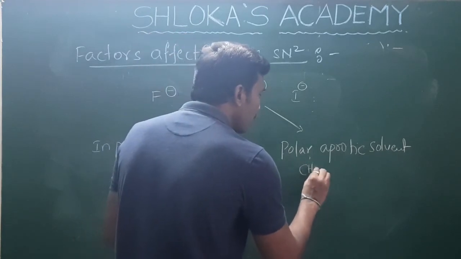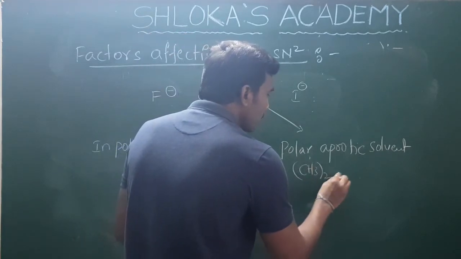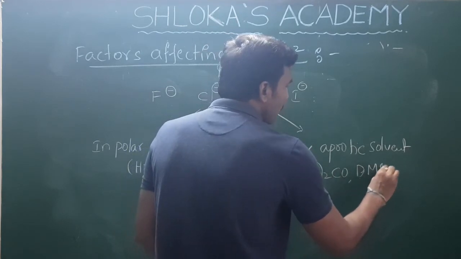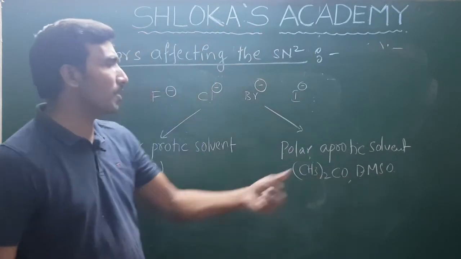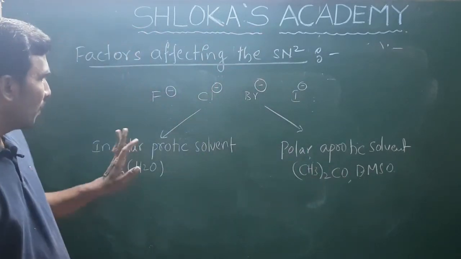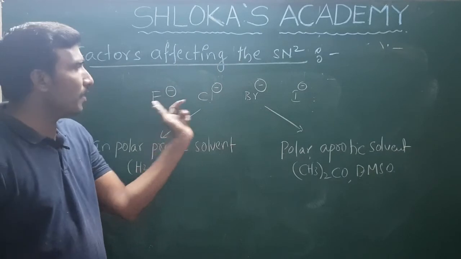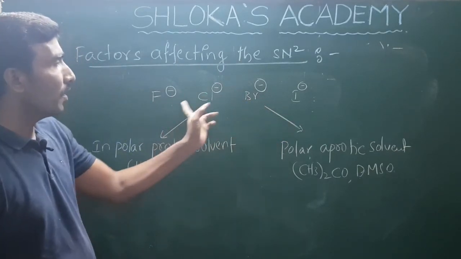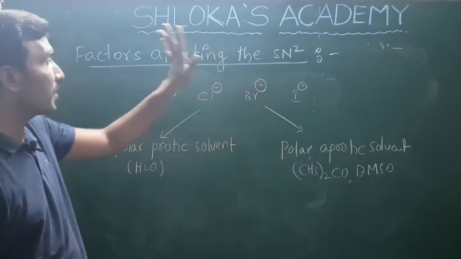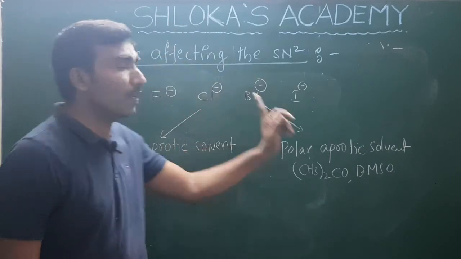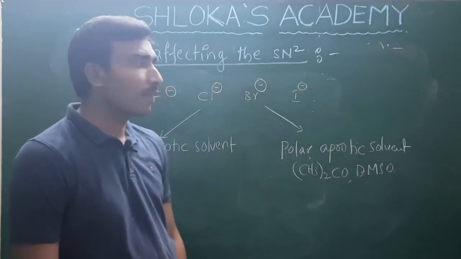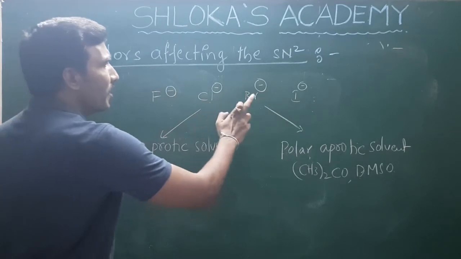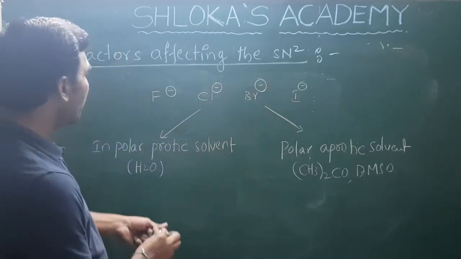Like acetone, you can take (CH3)2CO, and dimethyl sulfoxide, DMSO. These are some examples of polar aprotic solvents, right? So here, these are the nucleophiles available, and here I need to decide the reactivity of this nucleophile towards the SN2 mechanism in polar protic as well as polar aprotic solvent. That is very simple. You can take any one of them: F minus, Cl minus, Br minus, I minus. Let me take F minus.